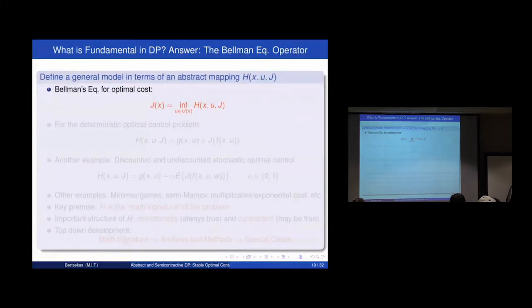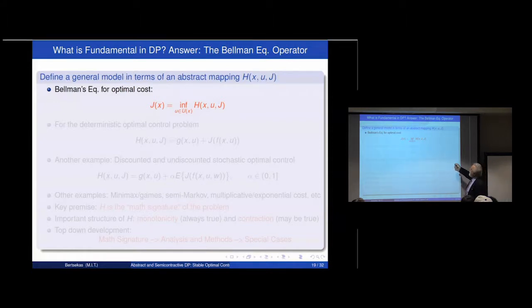Now, the first question that comes to mind is, what is fundamental in dynamic programming? And if you are even moderately familiar with dynamic programming, the answer is quite evident. The Bellman equation operator is fundamental. All the results, computational or analytical, are expressed in terms of the right-hand side of Bellman's equation. So that's a prime candidate to abstract, and that's what we do here. We define a general model in terms of an abstract mapping that depends on state, control, and some cost function. And then Bellman's equation for the optimal cost becomes like this.